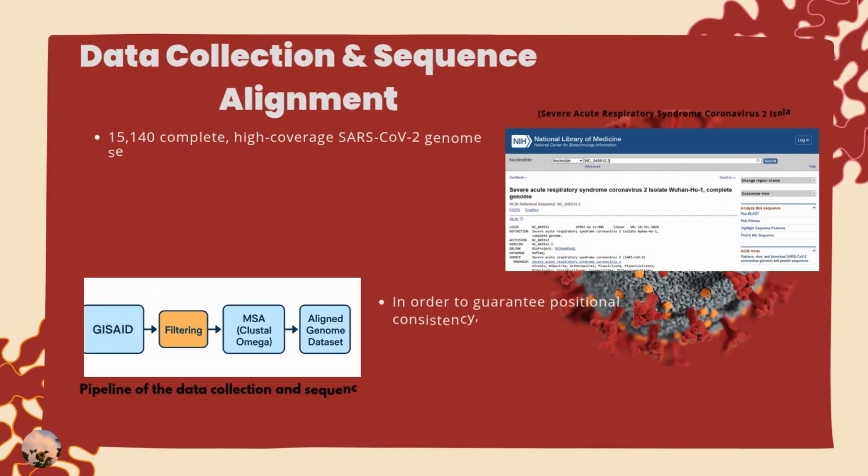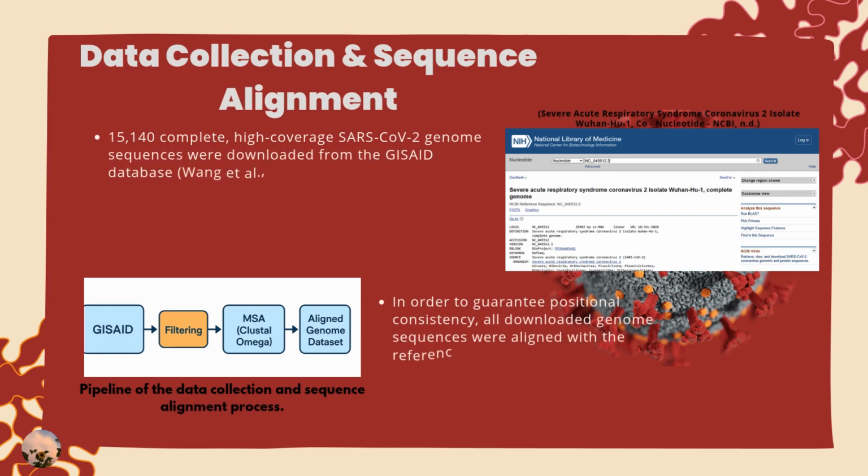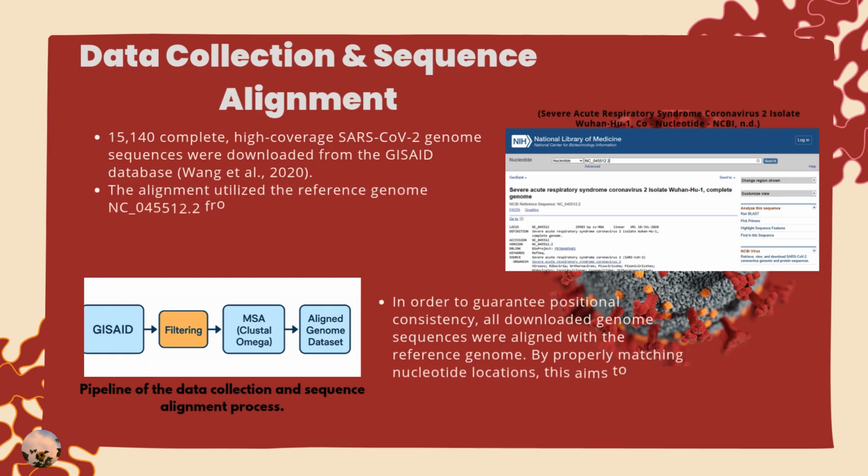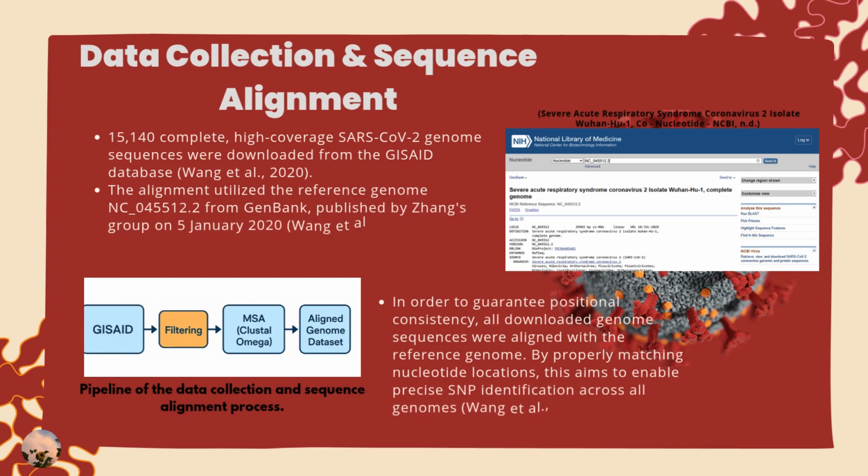The first step was to collect the SARS-CoV-2 genome sequences. A total of 15,140 complete and high coverage genome sequences were retrieved from the GISAID database, also known as the Global Initiative on Sharing All Influenza Data. Importantly, a reference genome, specifically NC045512.2 from GenBank, released by Zhang's group at Fudan University, was selected to serve as the baseline for comparing mutations.